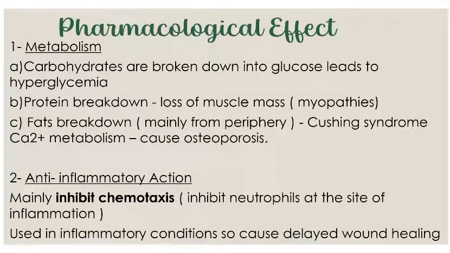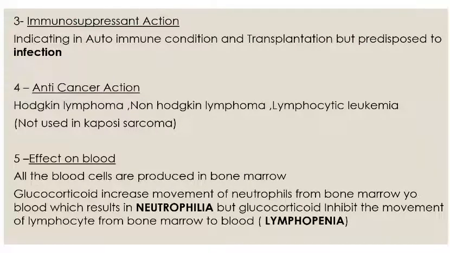Pharmacological effect. Glucocorticoids are mainly involved in metabolism. Carbohydrates are broken down into glucose, leading to hyperglycemia; protein breakdown causes loss of muscle mass; fats break down mainly from the periphery, such as in Cushing syndrome. Anti-inflammatory action mainly inhibits chemotaxis, which inhibits neutrophils at the site of inflammation, used in inflammatory conditions, but causes delayed wound healing. It also has immunosuppressant action, anti-cancer action, and effects on blood.